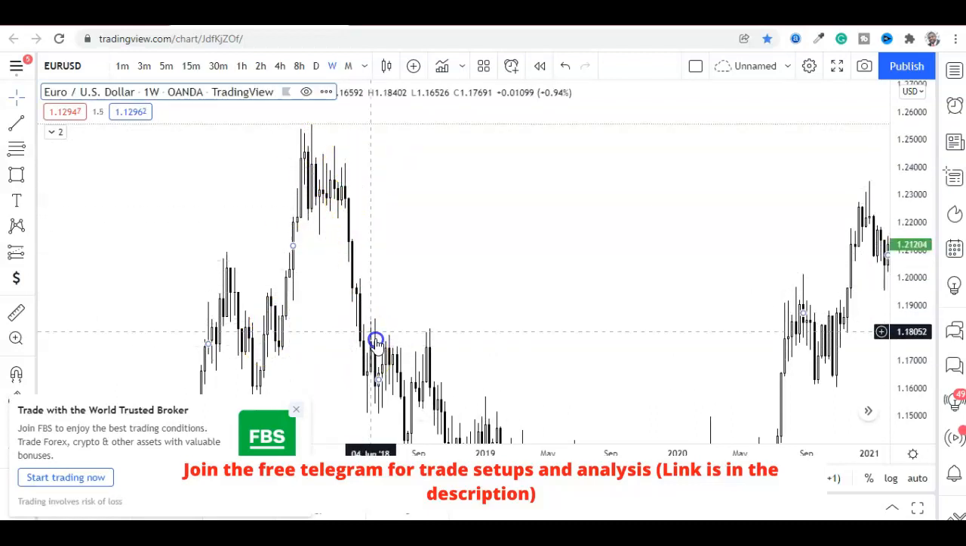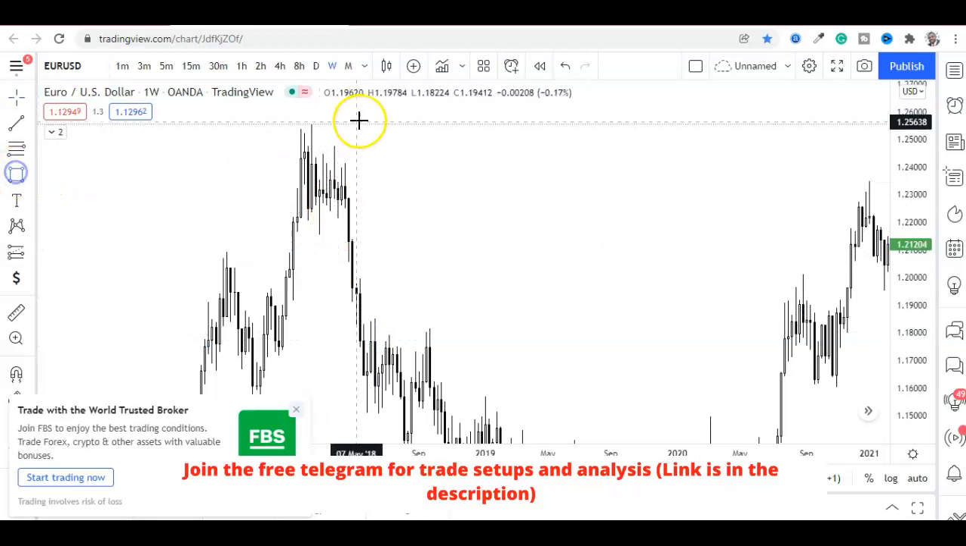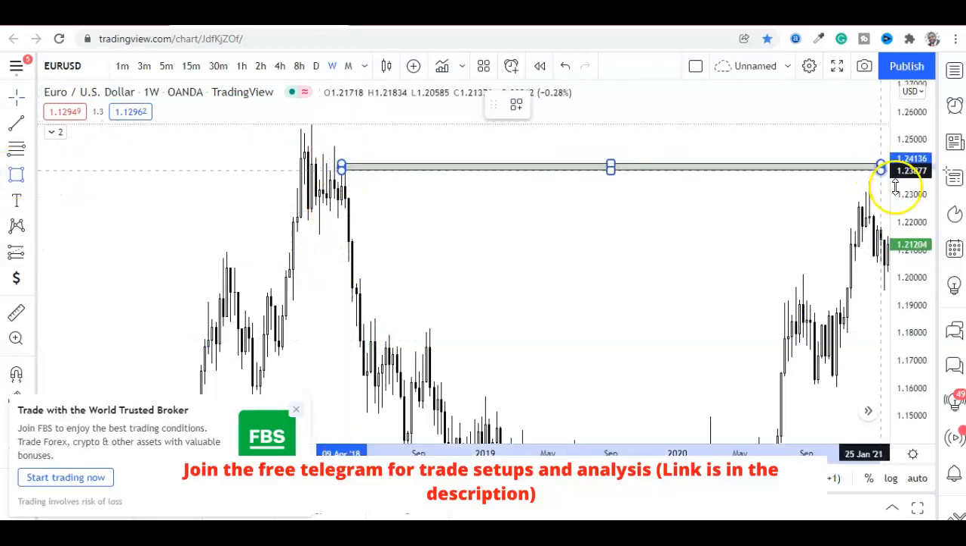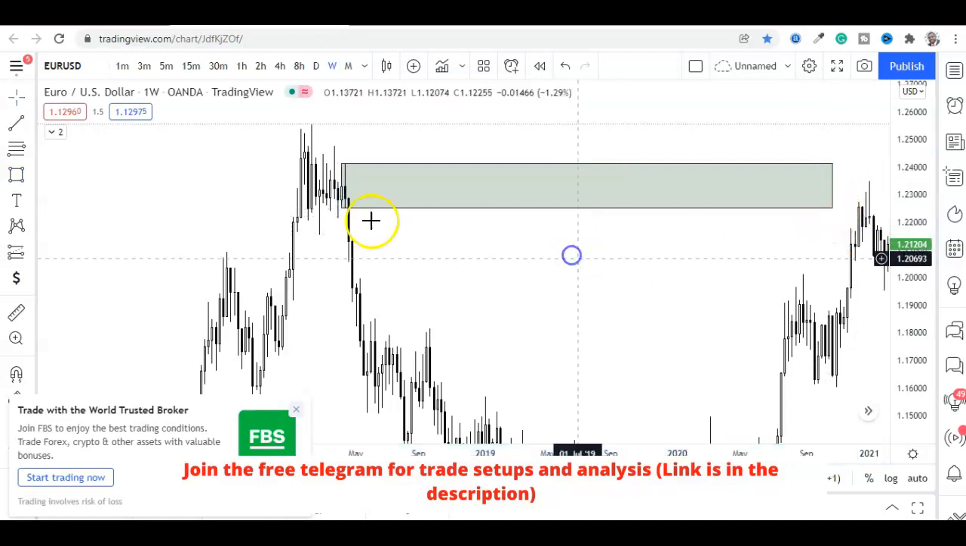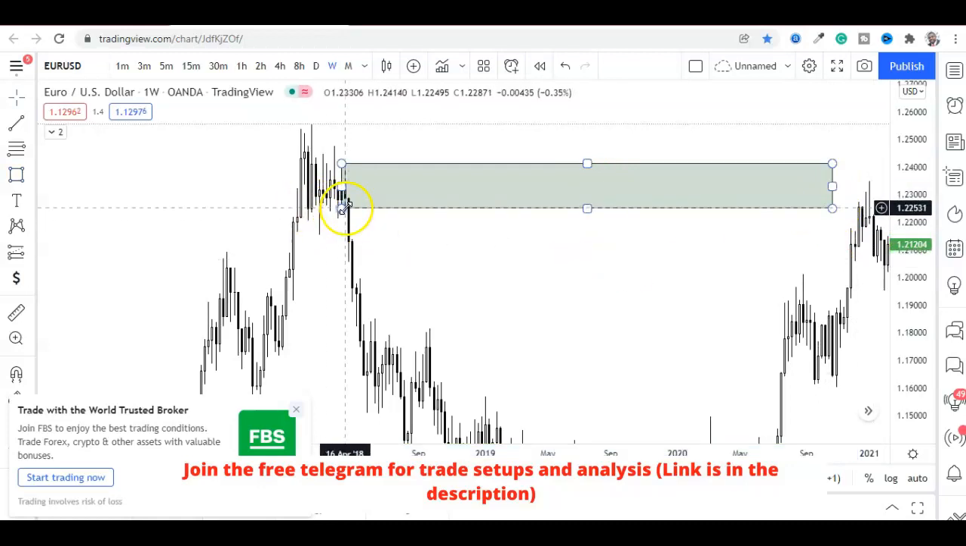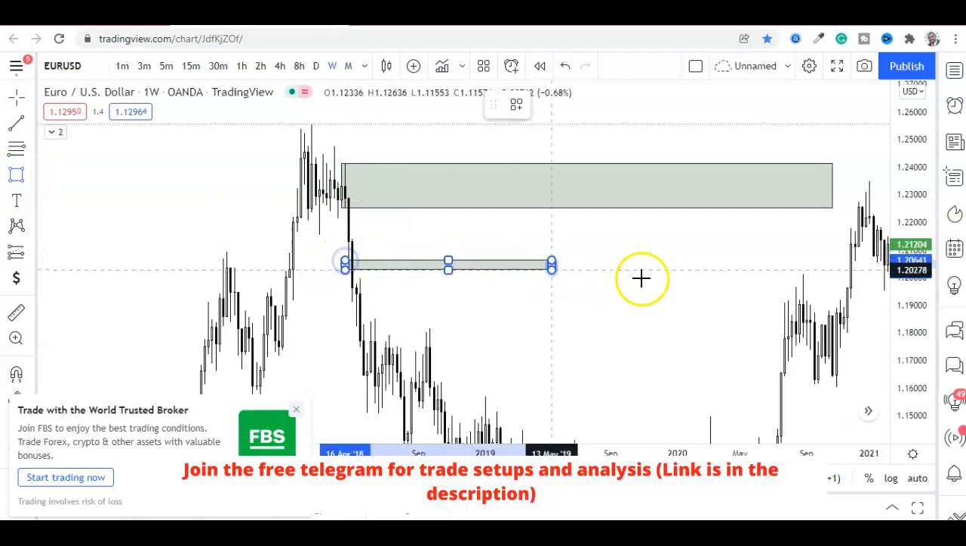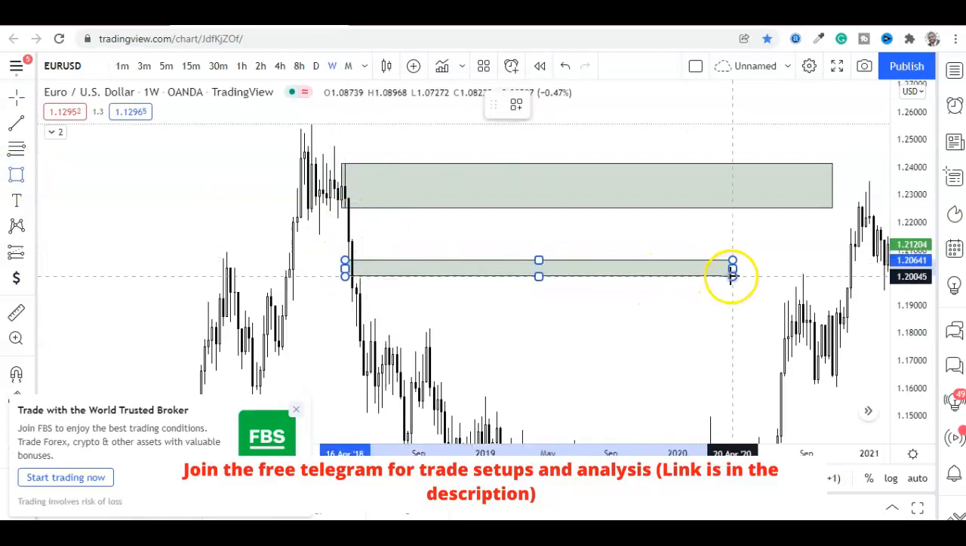As it's moving down, it created what? An imbalance. It created an imbalance right here, because the low wick here and the wick here created what? A gap. So I've pointed out an imbalance there. Another imbalance you can see is simply from here to here. This is the imbalance here.